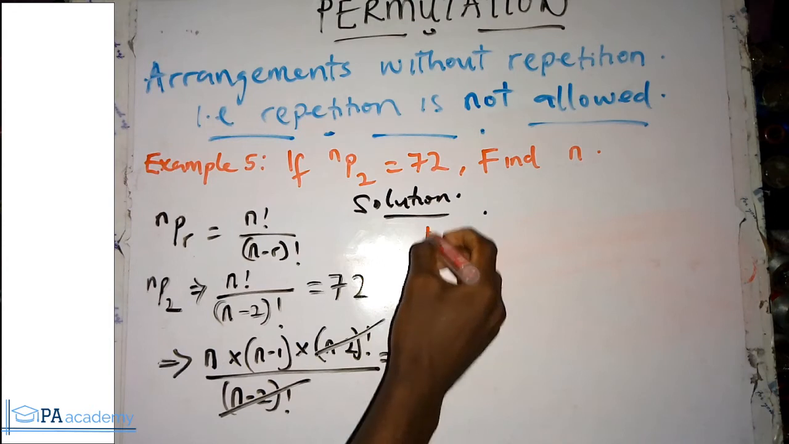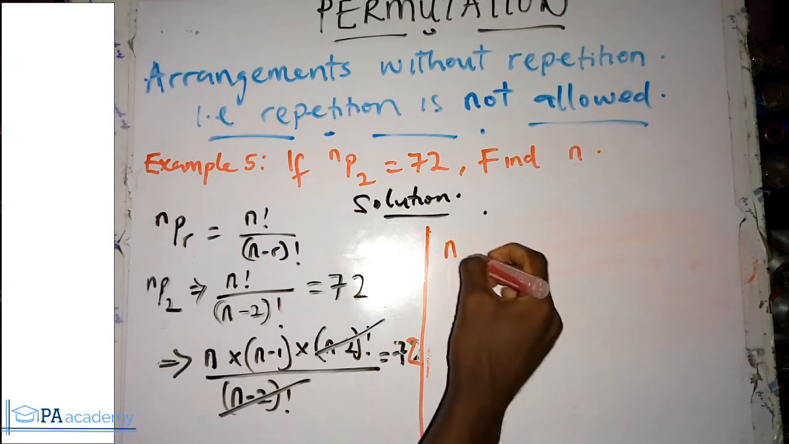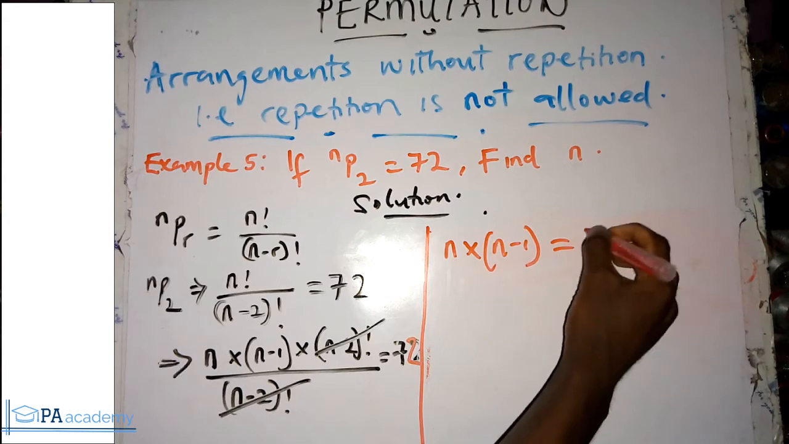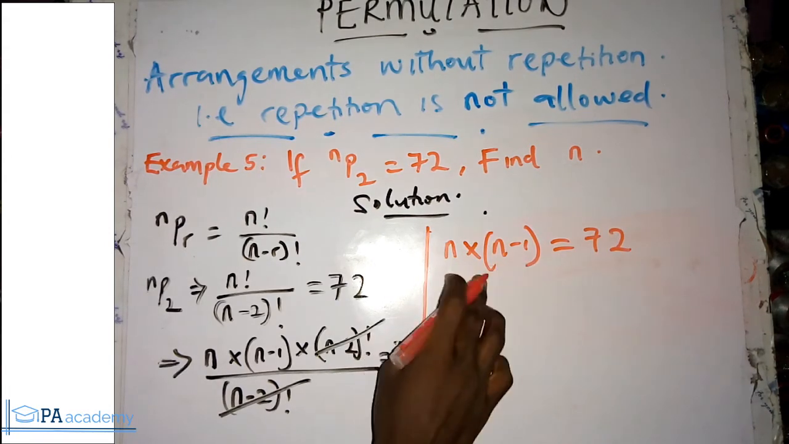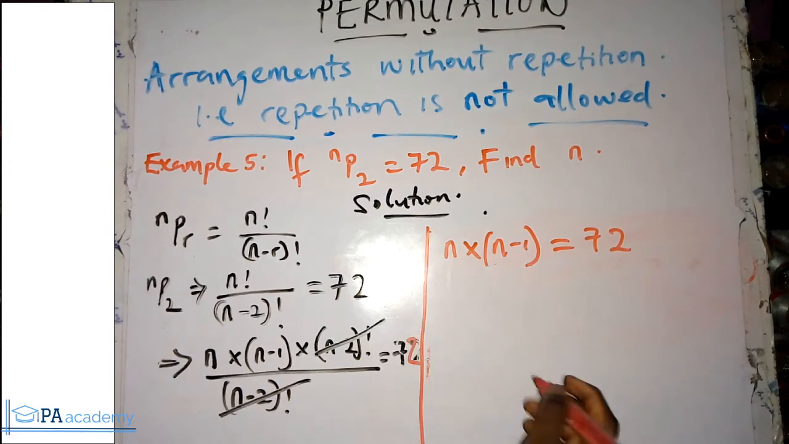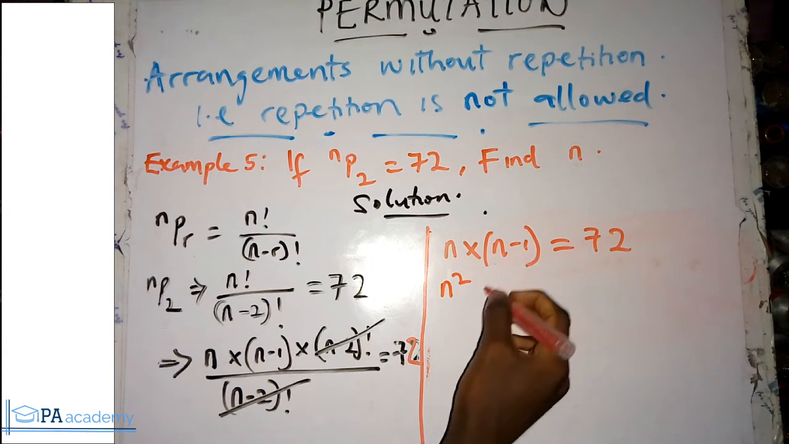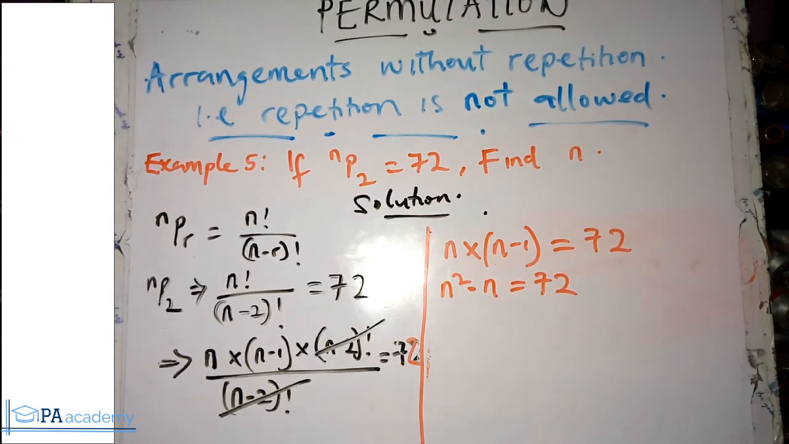So now what we have is n times n minus 1 equals 72. Now we can get the value of n. Let's open this bracket, using n to multiply what is inside. n multiplied by n is n squared, and n multiplied by minus 1 is minus n, so n squared minus n equals 72.